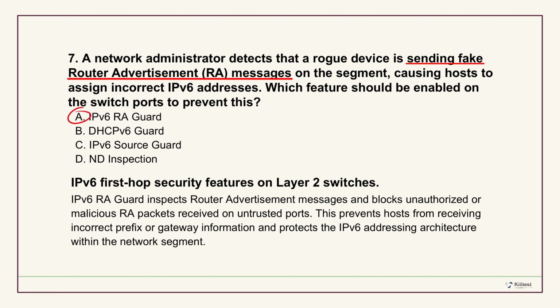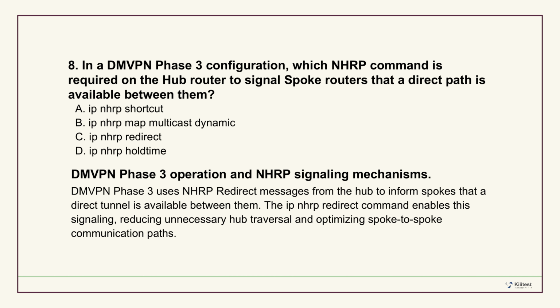You just configure this on your access ports, and the switch starts filtering out any unauthorized or just plain invalid router advertisement packets. It makes sure that only your sanctioned, legitimate routers are allowed to broadcast that configuration data. It keeps the whole addressing ecosystem honest. Okay, let's shift to how we handle dynamic site-to-site connectivity efficiently, specifically DMVPN Phase 3.